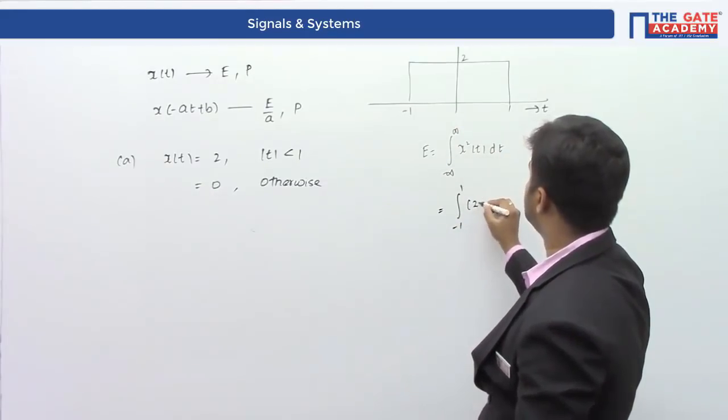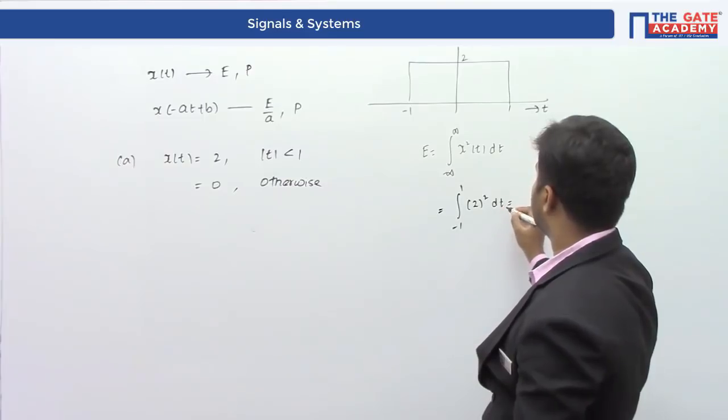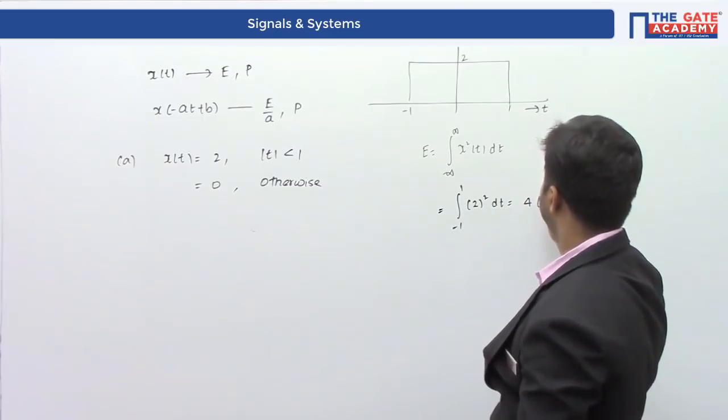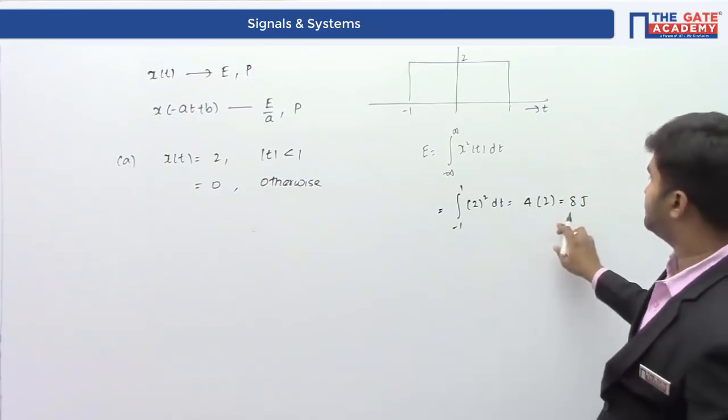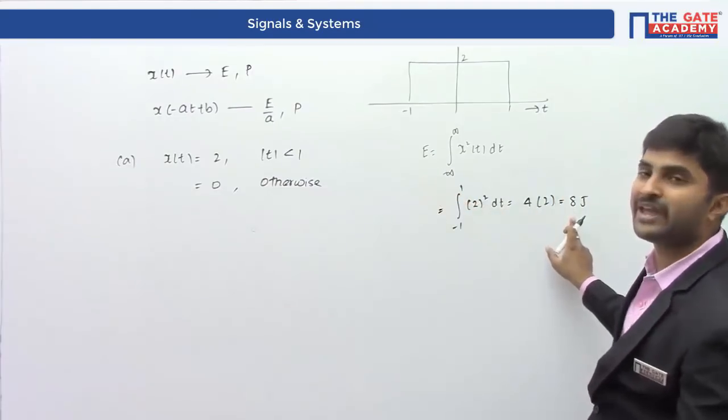The value of the signal is 2 square dt. So it means that it's going to be 4 into 2, which is 8 joules. This is the energy of the signal, which is going to be 8 joules.